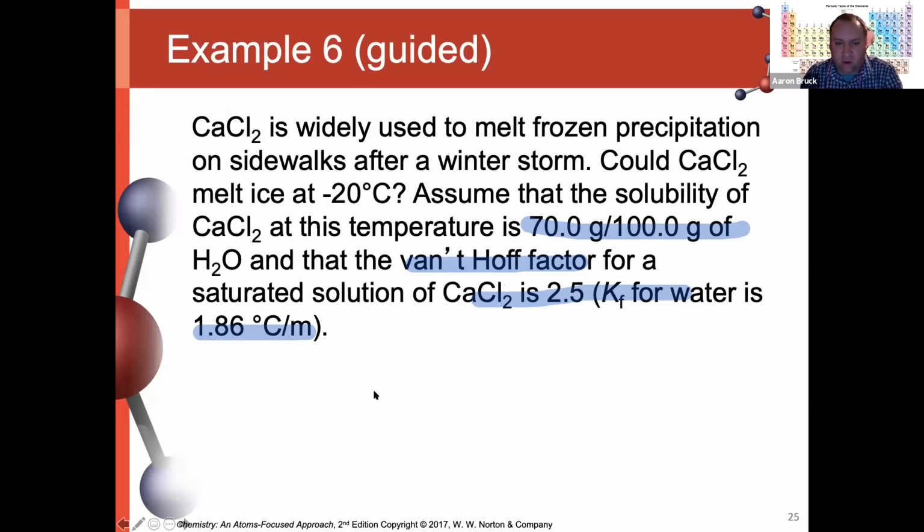And so from that standpoint, our freezing point depression is equal to i times Kf times m. And we are told already that the van 't Hoff coefficient we need to use is 2.5, and that our Kf value is 1.86.